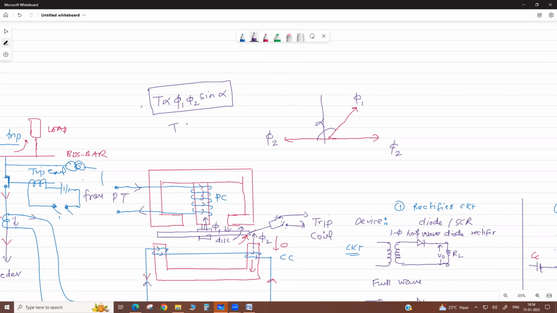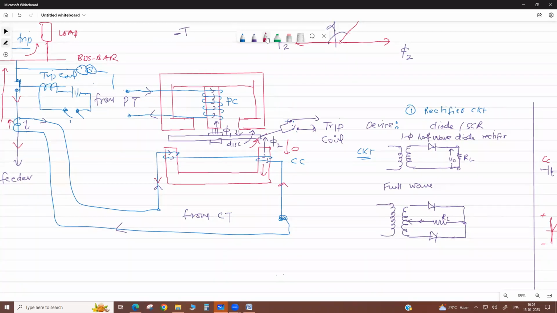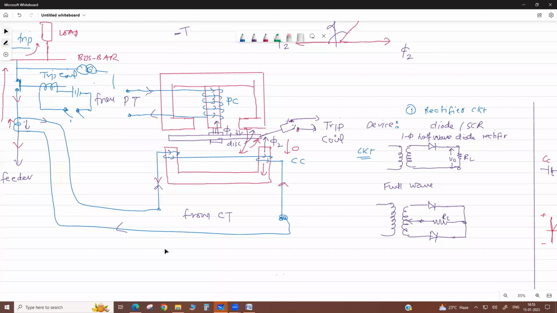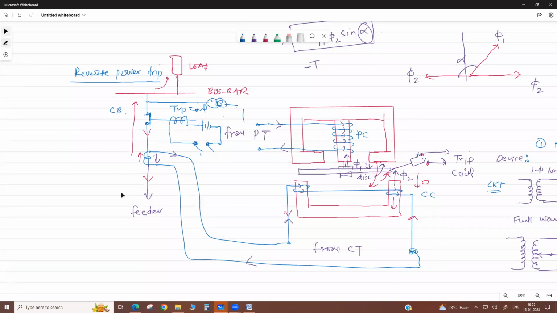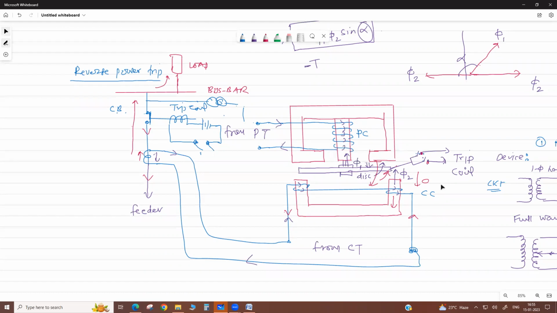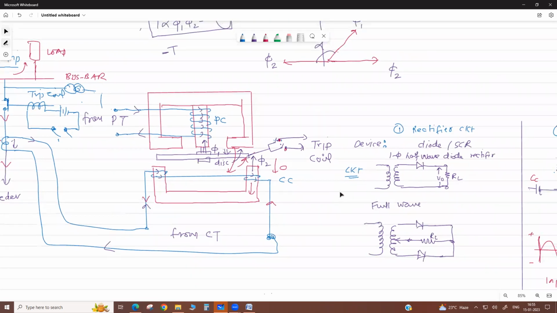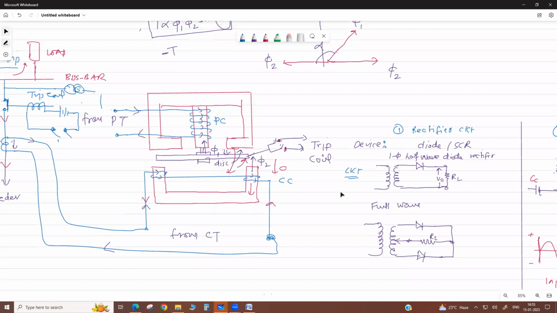So this negative torque will come. Due to this angle, the torque is now minus. So now reverse torque is produced, which means the disc rotates in the opposite direction. When it rotates, it closes the trip contact. Then your circuit breaker will trip only if reverse current flows. In one direction there is no trip, because the disc is stopped with a stopper. Got it? If you know the operation of a single phase motor, it is the same here.